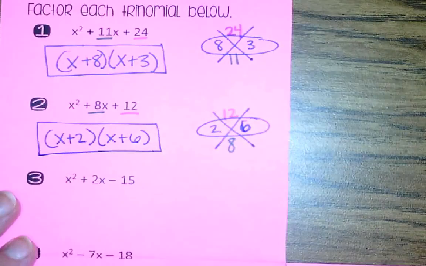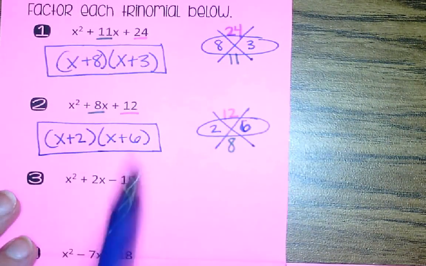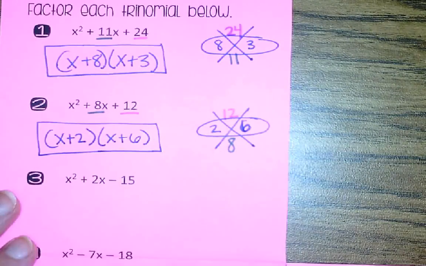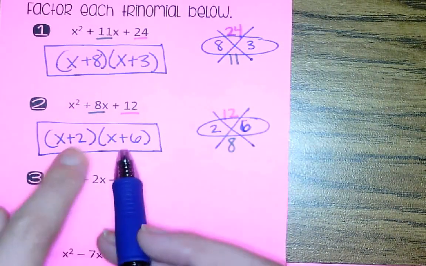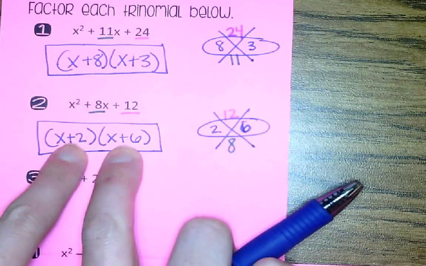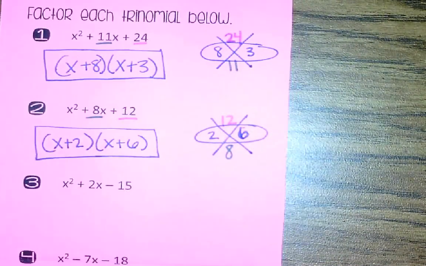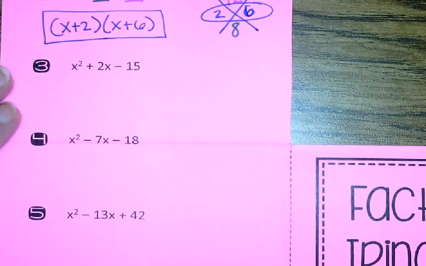Now, question for y'all. Weston, does it matter if I have x plus 6 first or x plus 2 first? No, it does not. So if I write x plus 2 times x plus 6 and you wrote x plus 6 times x plus 2, it doesn't matter, because these are two factors that are being multiplied by each other, and it doesn't matter which one comes first. Okay? So that is a quick and easy way to factor.